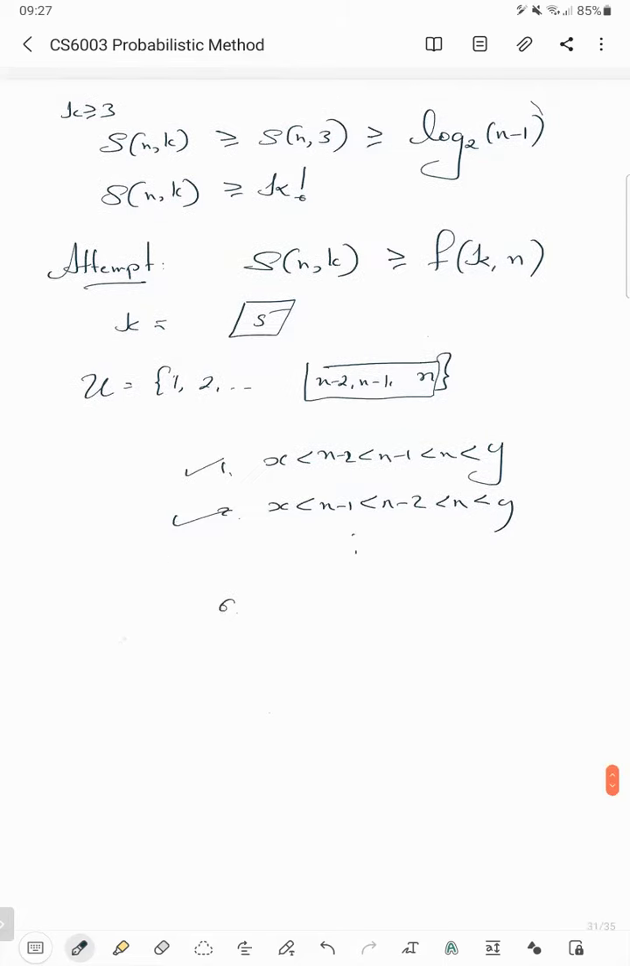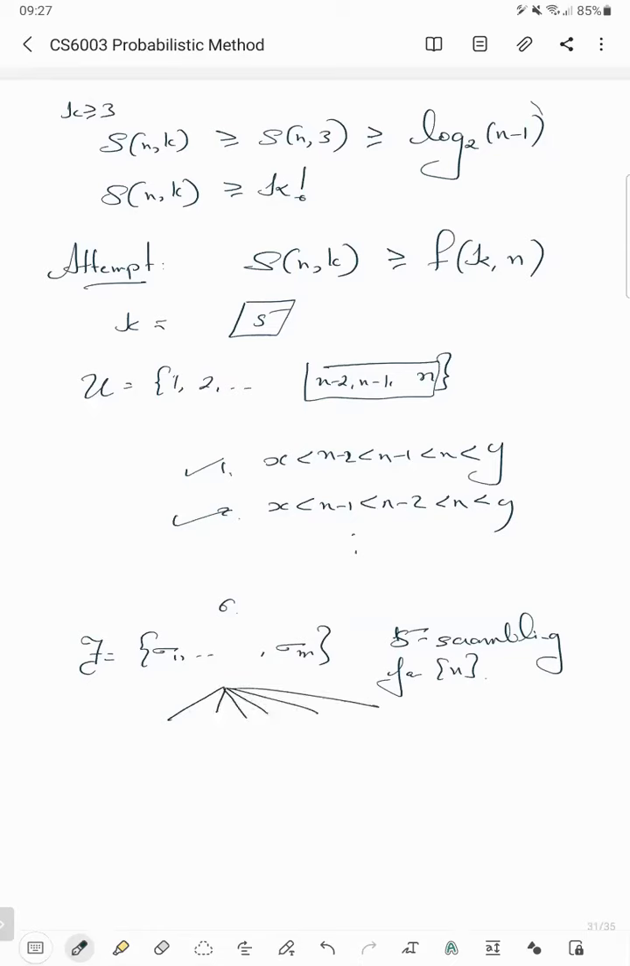So what we start off with is again a permutation sigma 1 to sigma m, which is a scrambling for n. What we first do is split this into 6 groups. These are going to be disjoint groups, a partition of F into F1, F2, all the way up to F6. Now, what are the permutations which go into F1? Those are the permutations in which n minus 2 comes before n minus 1 comes before n.